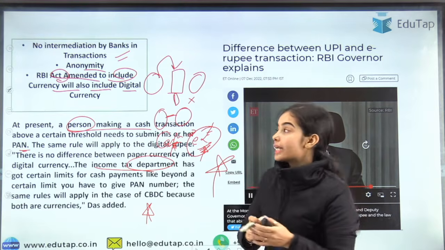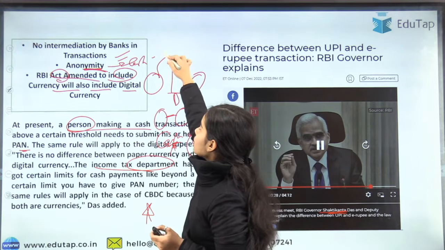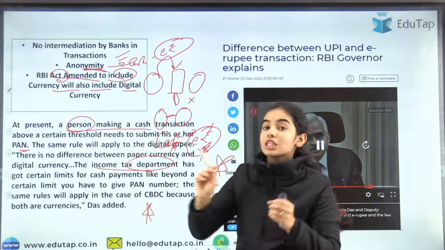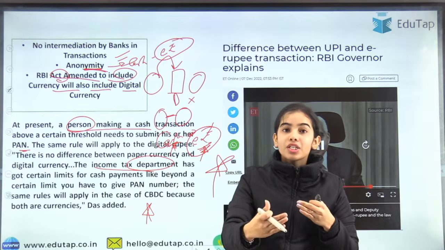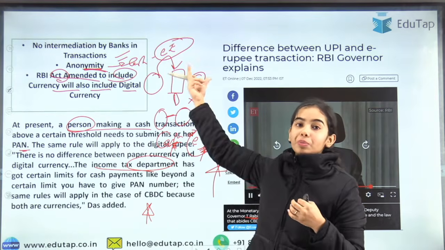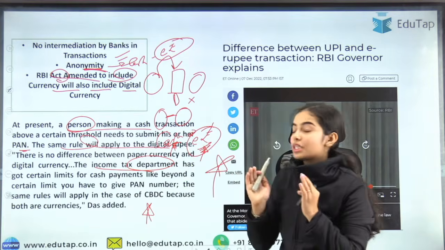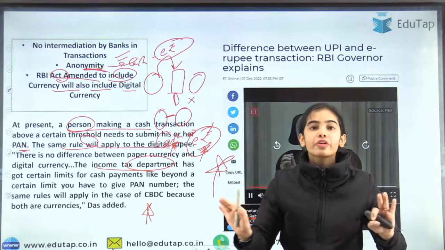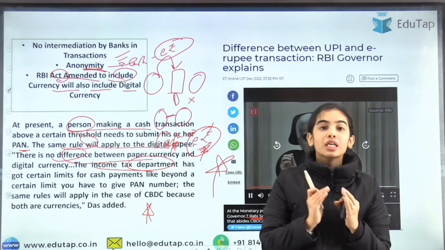So that's why it is said that the anonymity in cash or anonymity in the e-Rupee will be for the small transactions only. In the big transactions, even if cash is involved, then the PAN card has to be provided. Even if e-Rupee is involved, the PAN card has to be provided. So the same rule will apply to the digital rupee. There will be no difference in the rules also. There is no difference between the paper currency and the digital currency.